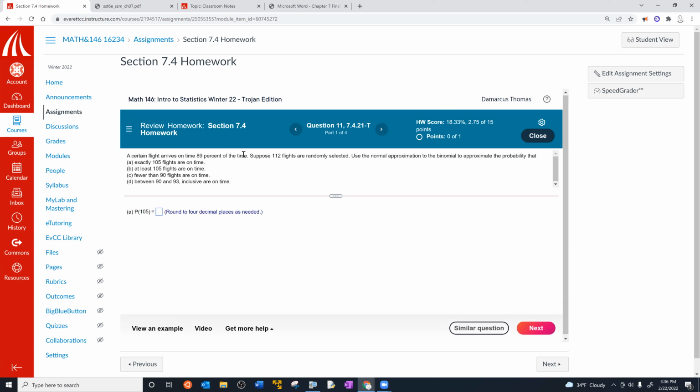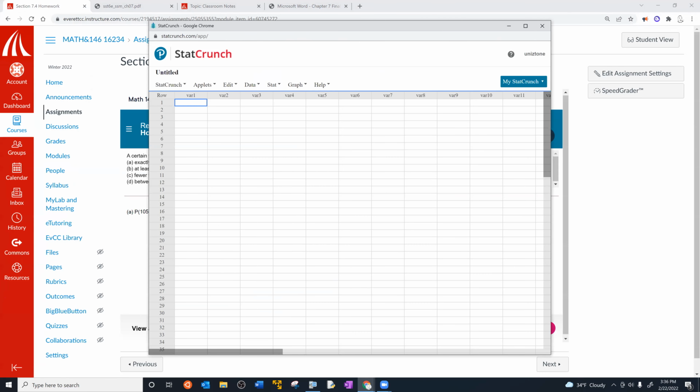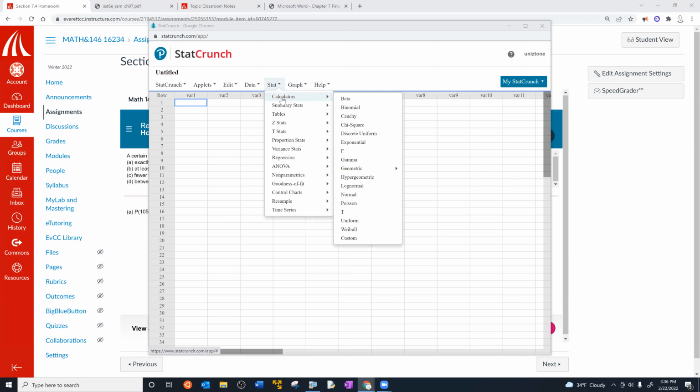So 0.89 would be the probability of success. 112 flights are randomly selected, so that's our N value. So again, let's just go back to StatCrunch. It's open again. So we're going to go to Calculator, and we're going to use our Binomial Calculator.